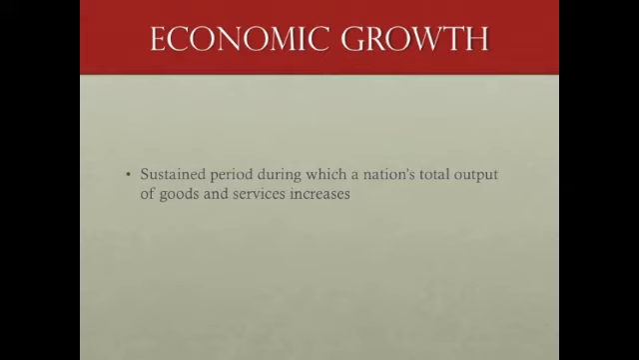Now remember, economies are usually measured in quarters. There are 4 quarters in a year. A sustained period would be almost a full year. So if you had 2 quarters, or 6 months, of growth, or of increased GDP, you would technically be classified as having economic growth.